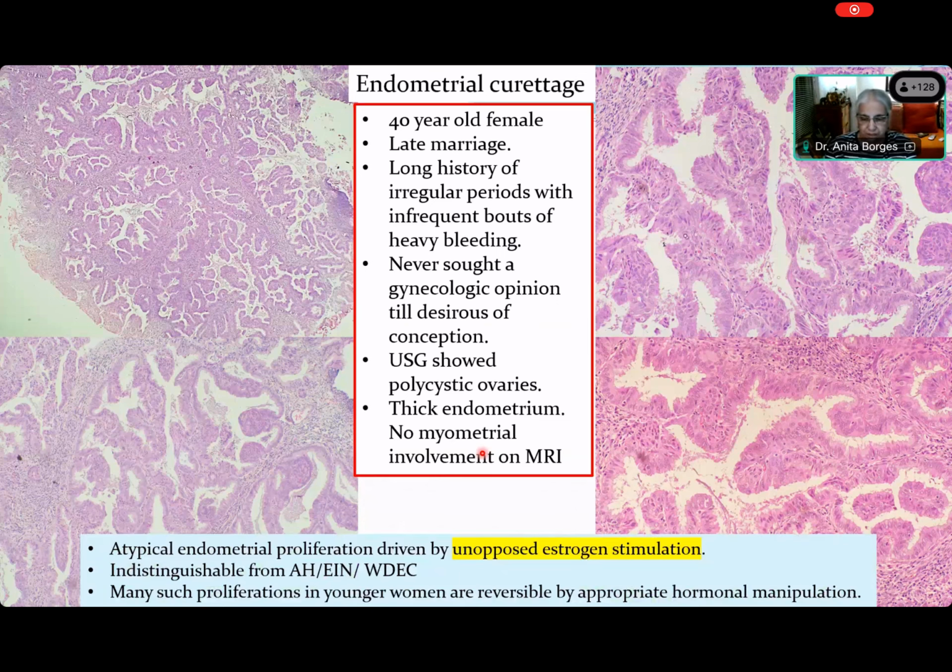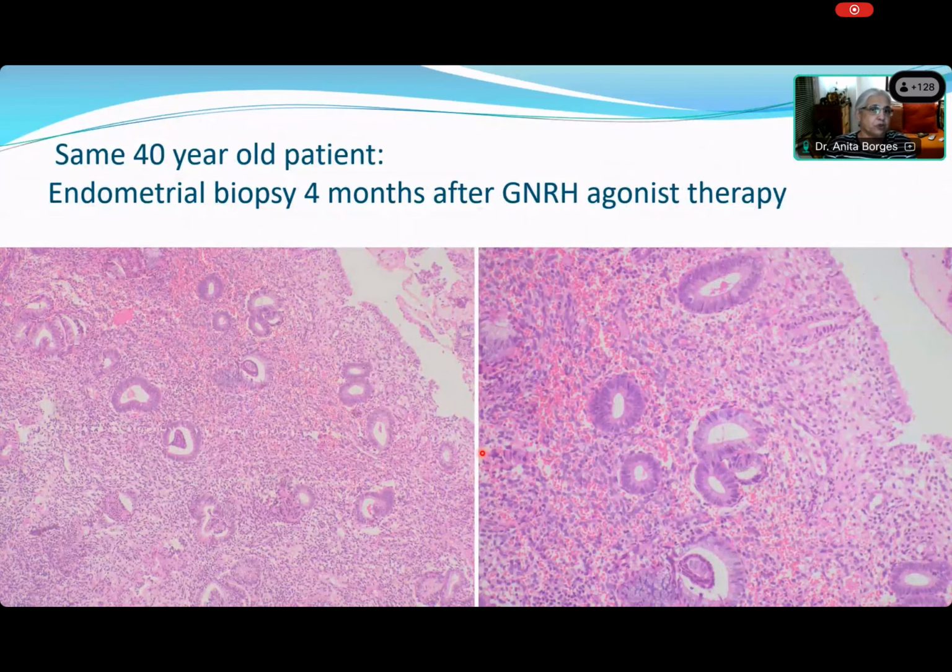Now you want to see something? I told you, it is reversible by appropriate hormonal manipulation. So she went on GnRH analogs. And look at the same 40-year-old patient, endometrial biopsy 4 months after GnRH agonist therapy. So what has happened to her endometrium? The endometrium has now quietened down. Why did it get quietened down? Because what happens to it?